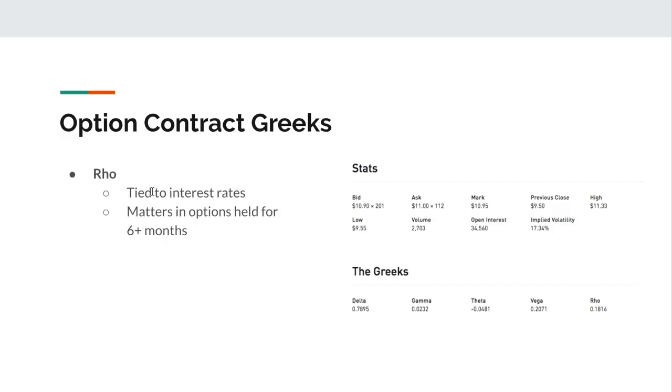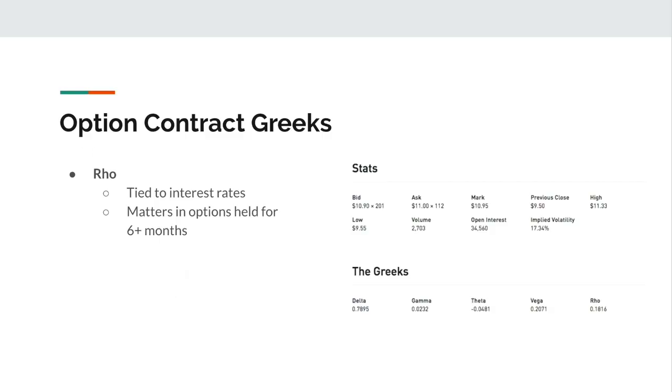We're not going to really explain rho because it just matters for contracts that are held for 6+ months. Interest rates can really have an impact on the market completely. But when you're trading options, really the first four is where you want to focus, because these are going to be your bread and butter. Where at Ayanti, we're not really holding options over 30 days. So rho is not really that important to you.